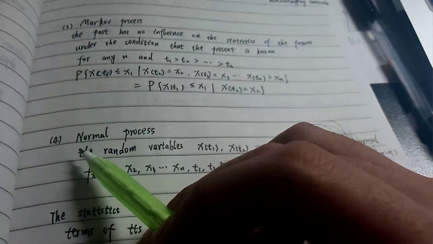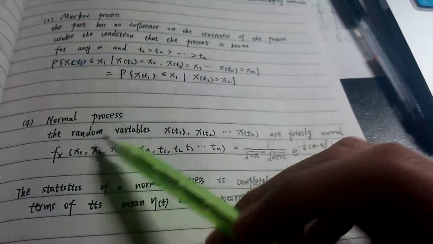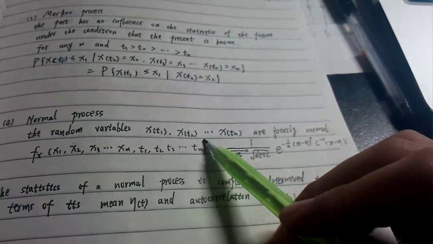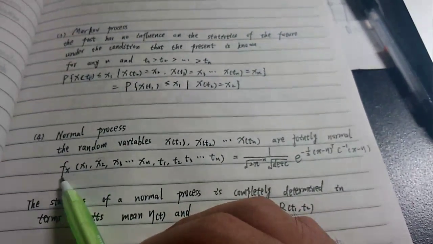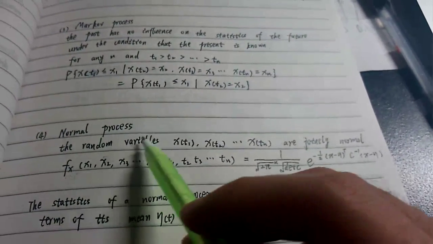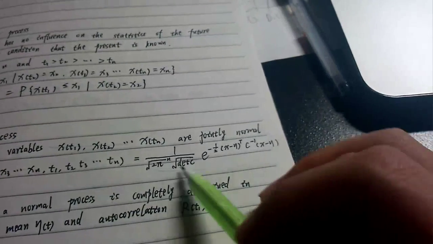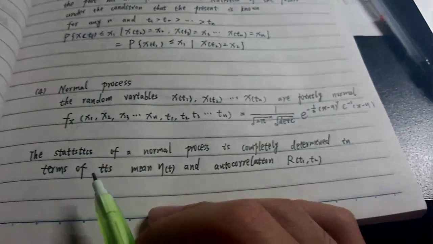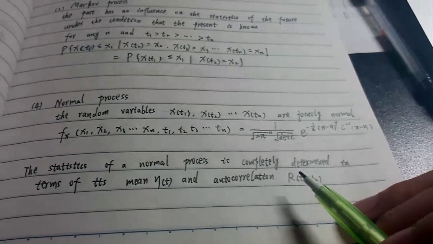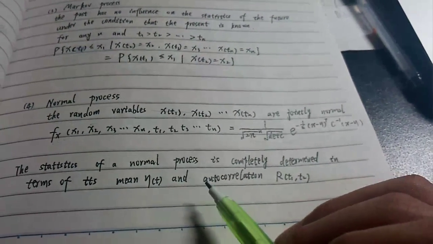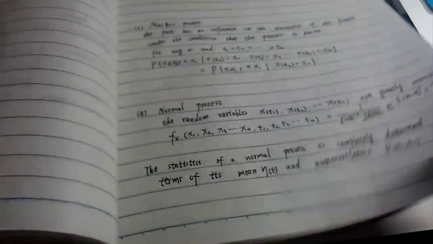The next process is the normal process. The definition is that the random variables Xt1, Xt2, up to Xtn are jointly normal, and the PDF of these n random variables is equal to this, and the statistics of a normal process are completely determined in terms of its mean and autocorrelation. So this process can be called the normal process.